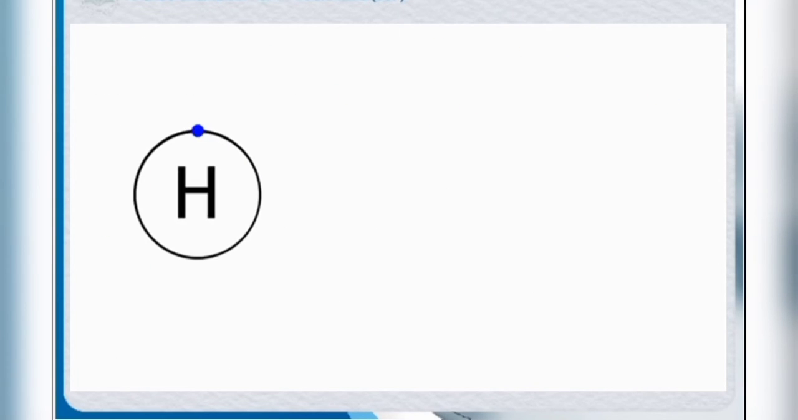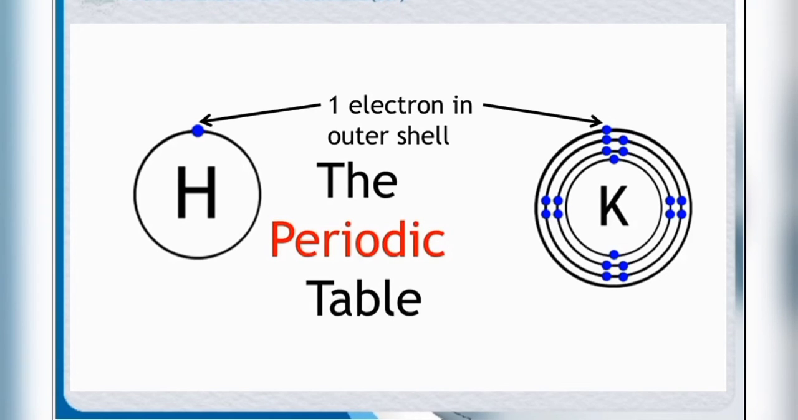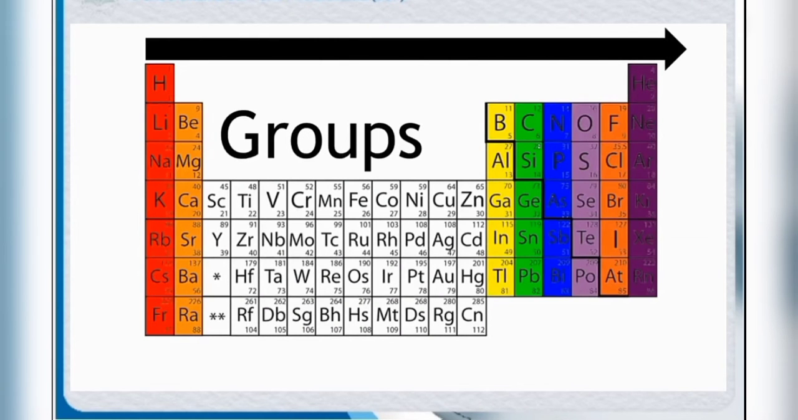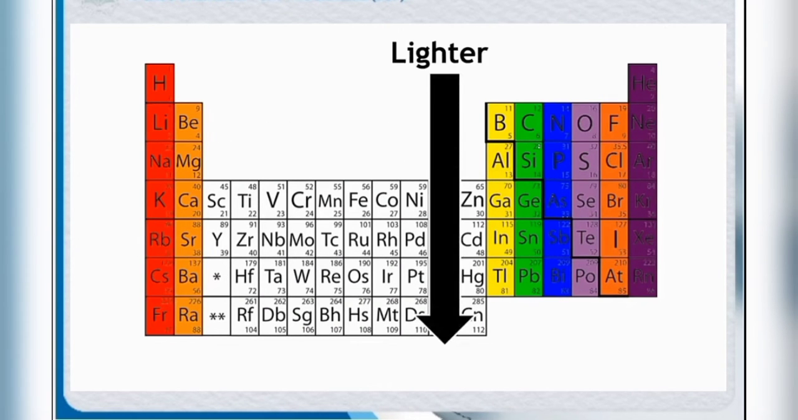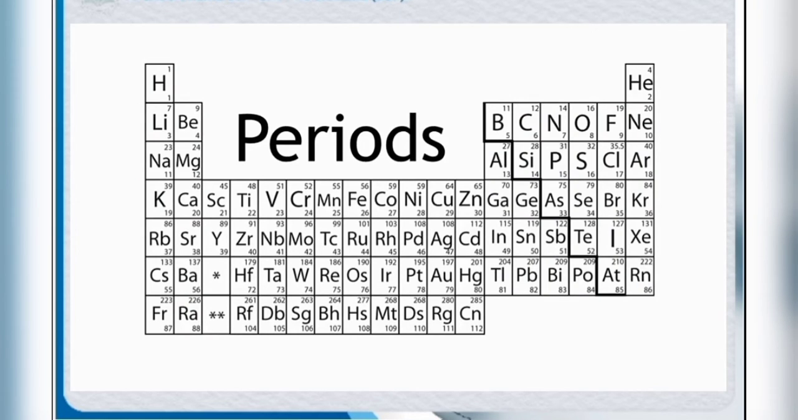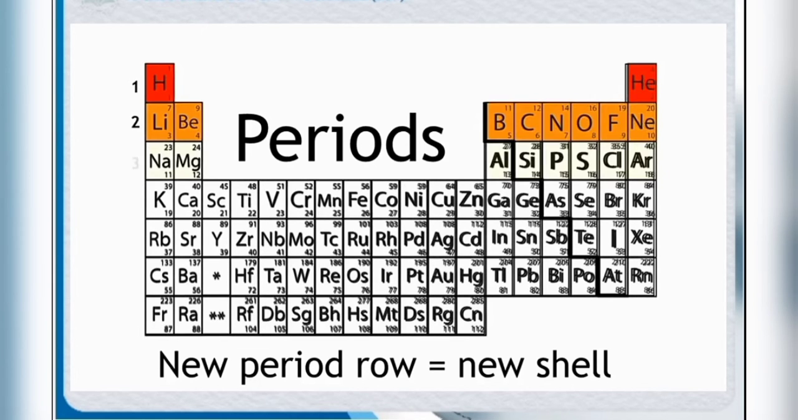As you move from the light elements to the heavy elements, you keep periodically coming across the same properties, which is why it's called the periodic table. The recurring properties are organized so that you can easily see similarities between elements. The periodic table is arranged in periods and groups, going from the light elements at the top to the heavy elements at the bottom. The rows going across from left to right are periods. Elements in the same period all share something in common. They have the same number of energy shells. Each new period row represents a new shell. Elements in the first period have one shell, and as we go down, the shells increase.